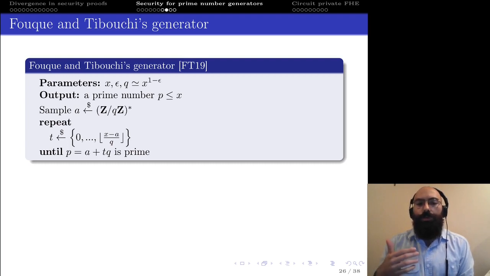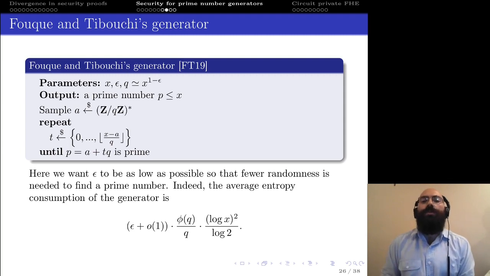So what you do is first you sample a number a co-prime to q, and then you're going to sample a number t, until the number p that has the form a plus tq is prime. So you're going to flip again a fraction of the bits of p. And so the bits of randomness needed is determined by epsilon. So actually you want epsilon to be as low as possible so that less randomness is needed. And in the original paper, they showed that the average entropy consumption is given by this formula, so it depends heavily on epsilon, and you want it to be as low as possible.